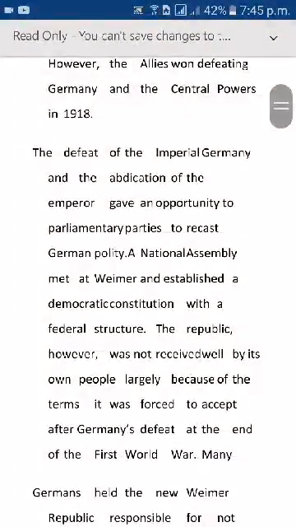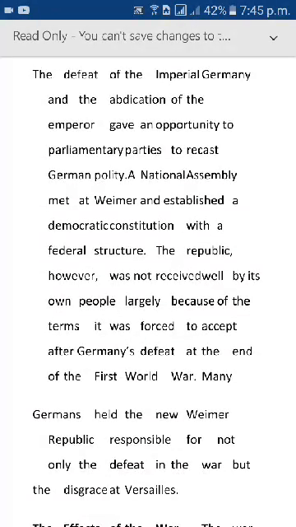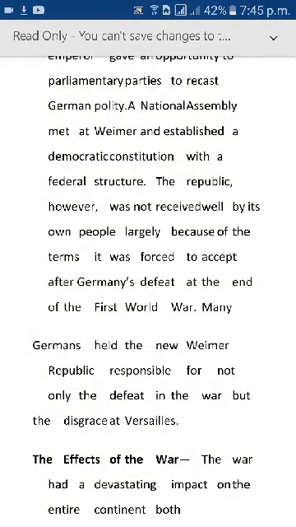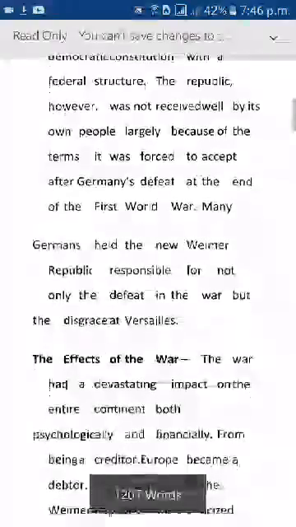The defeat of Imperial Germany and the abdication of the Emperor gave an opportunity to parliamentary parties to recast the German polity. The National Assembly met at Weimar and established a democratic constitution with a federal structure. The republic, however, was not received well by its own people, largely because of the terms it was forced to accept after Germany's defeat at the end of the First World War.